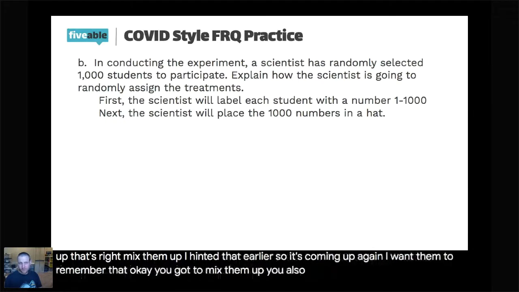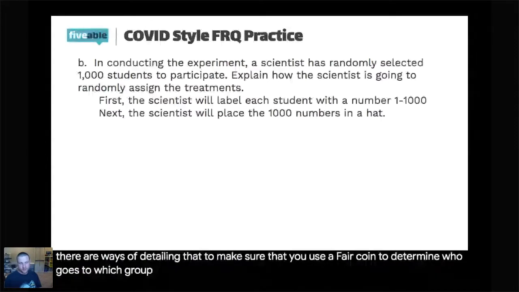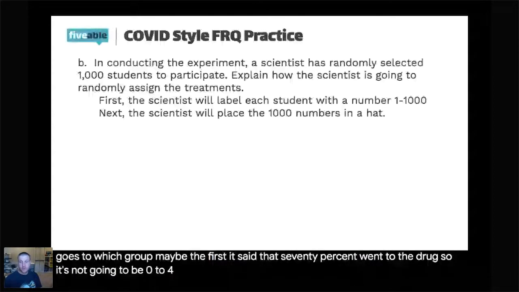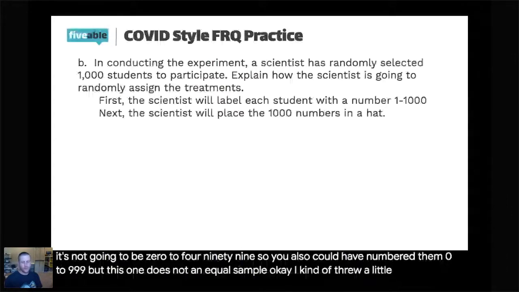You also could have flipped a fair coin. There are ways of detailing that to make sure that you use a fair coin to determine who goes to which group. Maybe the first, it said that 70% went to the drug. So it's not going to be 0 to 499. So you also could have numbered them 0 to 999. But this one is not an equal sample. Okay, I kind of threw a little bit of a curveball there to you as well.